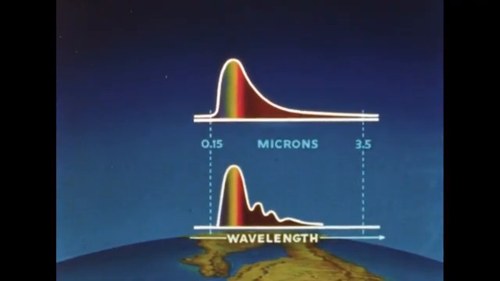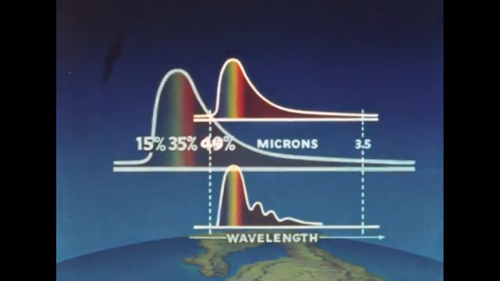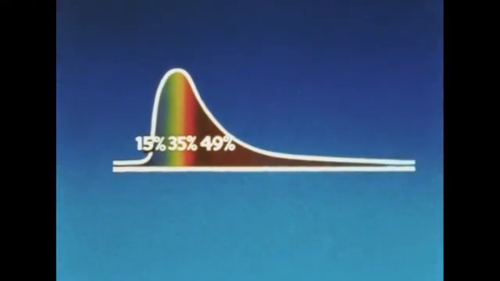However, 99% of the energy lies between 15/100ths and 3.5 microns. About 15% is in the ultraviolet, 35% is in the visible, and 49% is in the infrared. Part of the ultraviolet and infrared radiation from the sun is selectively absorbed as it passes through certain regions of the atmosphere. What causes this absorption?